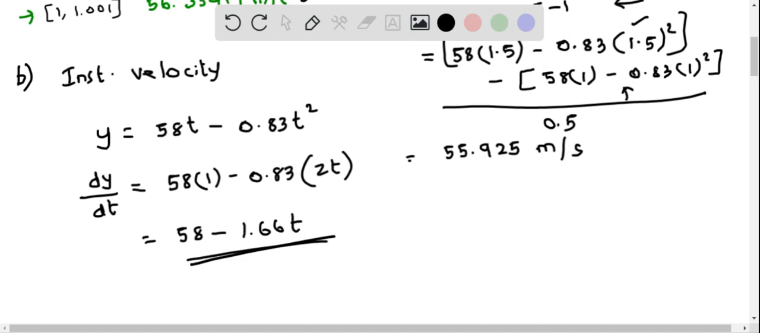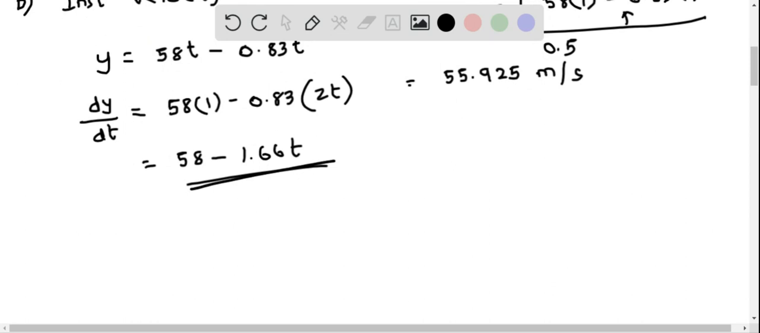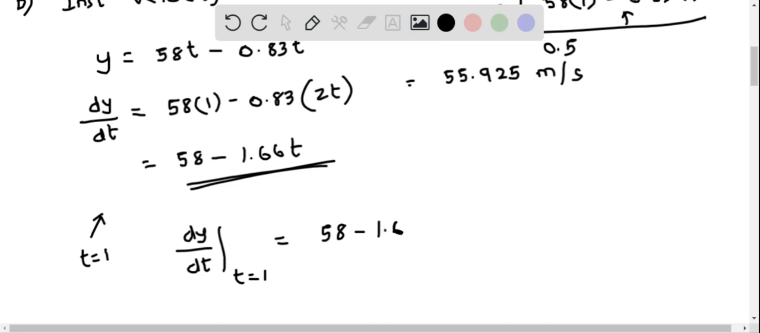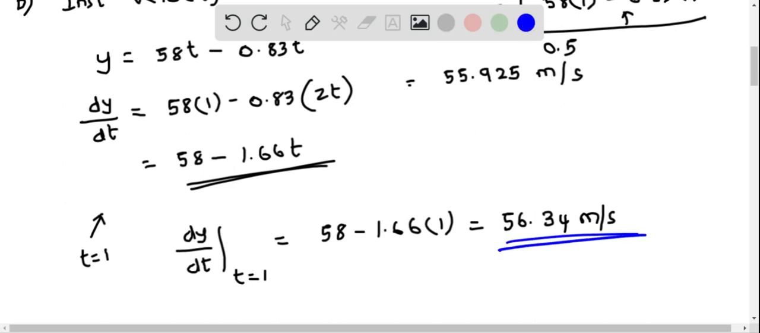So basically, this is the instantaneous velocity function. Now we can utilize this to determine the instantaneous velocity after 1 second. So that is, we have to plug in t equal to 1 into this equation. And when we do that, we get dy by dt, that is instantaneous velocity. After 1 second, this equals 58 minus 1.66 times 1. And this equals 56.34 meter per second. So this is the instantaneous velocity after 1 second.